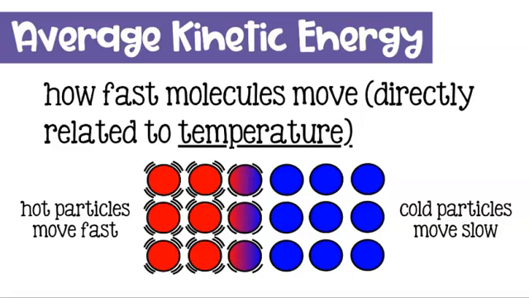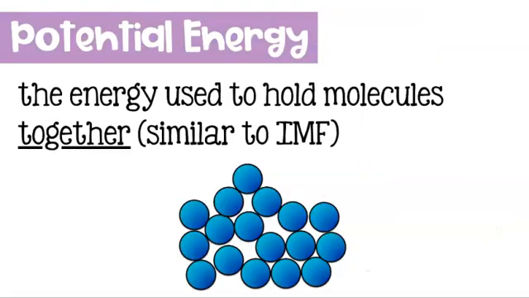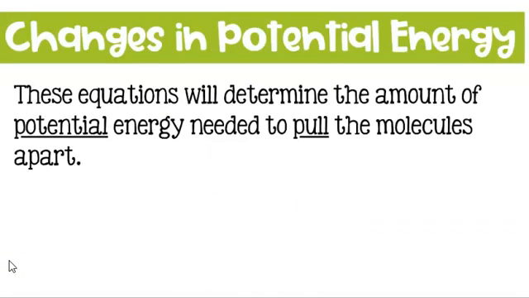So hot particles move faster, they have more average kinetic energy, and cold particles move slower, they have less average kinetic energy. Potential energy is the energy used to hold the molecules together. They are very similar to an intermolecular force. Potential energy is what's used to keep the particles apart. So the higher potential energy is actually in the gas phase than the solid. We'll need to determine the amount of potential energy needed to pull the molecules apart.